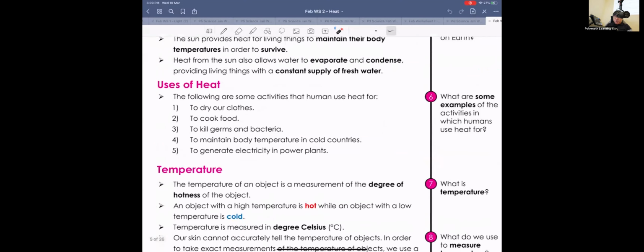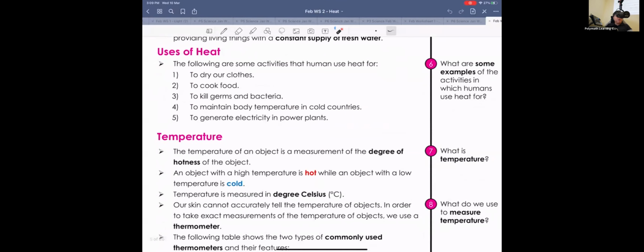Okay, so the uses of heat. There are many uses of heat. Okay, Ricardo, can you give me some examples of uses of heat in your life? Yeah, cooking. We need food. We need heat to cook food.